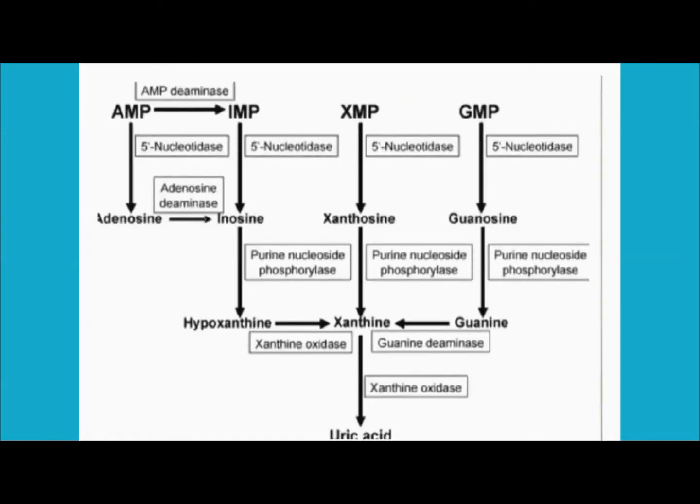Now this is the conversion. You see here, AMP deaminase acts on AMP to convert it into IMP, inosine monophosphate, which gets converted into inosine. Again, this inosine gets converted into hypoxanthine, then xanthine, and this xanthine is finally converted into uric acid. If we start here, AMP sometimes gets converted into adenosine, and this adenosine gets converted into inosine. Again, it follows the same pathway. Similarly, GMP gets converted into guanosine. This guanosine is converted into guanine, and after forming xanthine, it follows the same step. These are the enzymes responsible for its conversion.